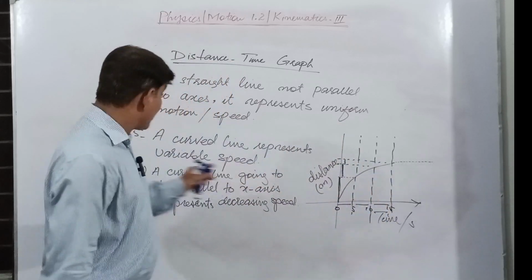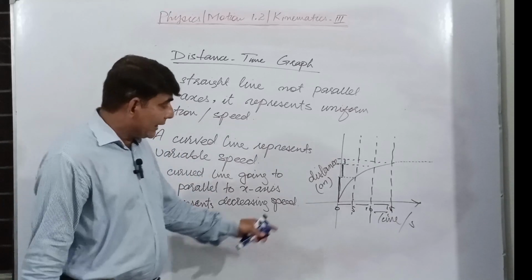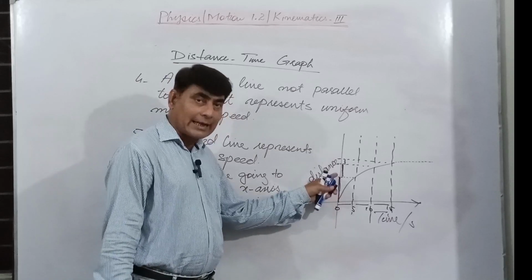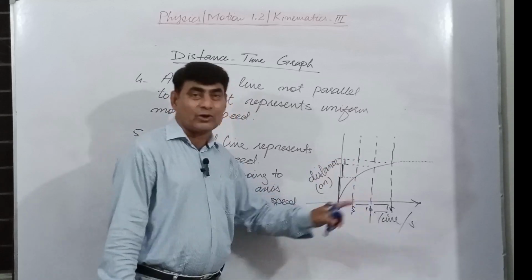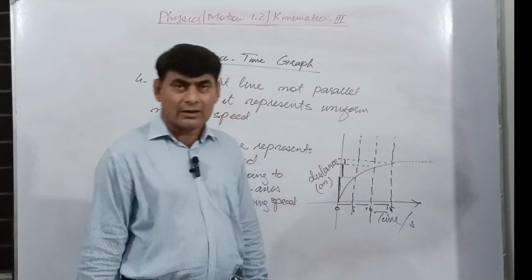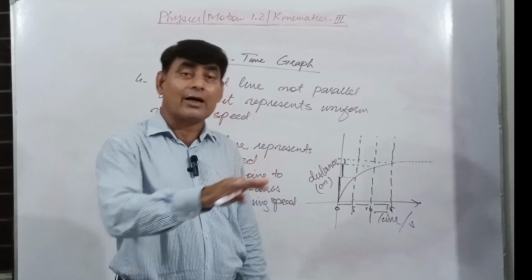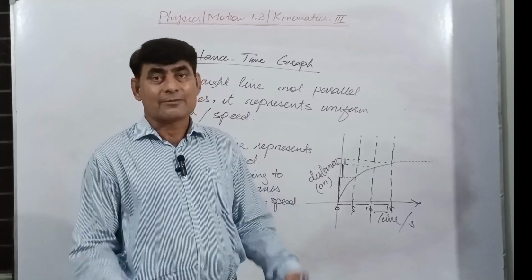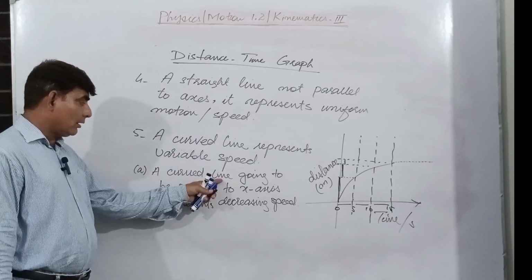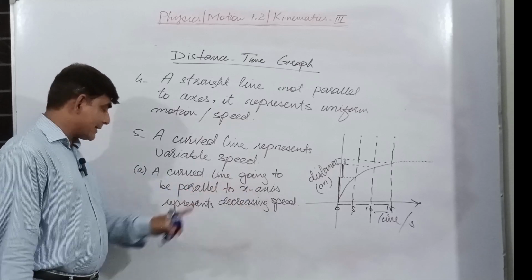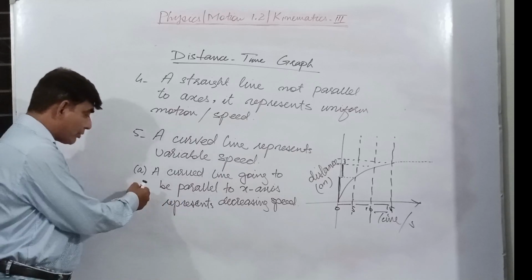Now in topic number 5, variable speed, I've told you there are two types. If distance decreases for the same interval of time, it means an object or vehicle slows down. The vehicle is slowing down, so speed decreases. Now listen: a curved line going to be parallel to x-axis represents decreasing speed. Is it clear? Okay, now the next one.